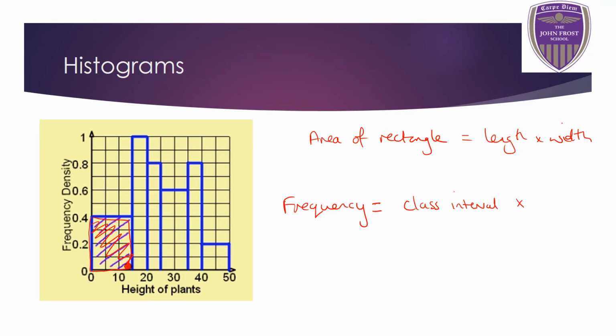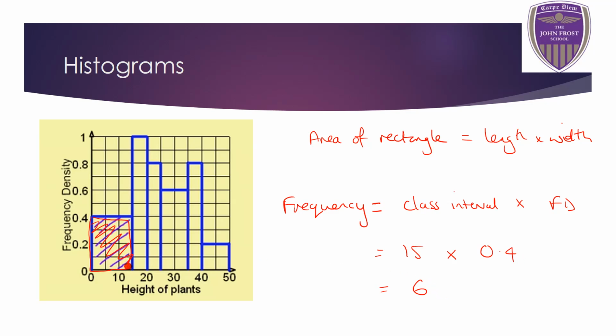And here is the frequency density. I'll just write FD. So if we want to find the frequency, that means we're finding the area, which is always the class interval, so the width of the group, multiplied by the frequency density. So in this case, it would be 15 multiplied by 0.4. Yeah, because the height's 0.4, the width is 15, so 15 multiplied by 0.4 means the frequency would be 6, because 15 times by 4 is 60, isn't it? And then divide by 10 is 6, okay?